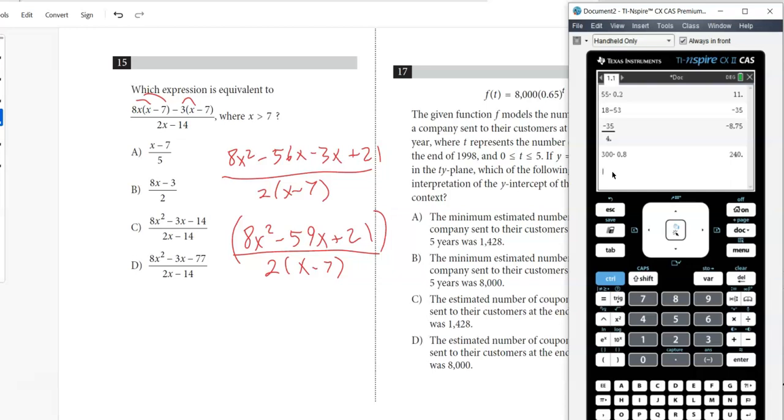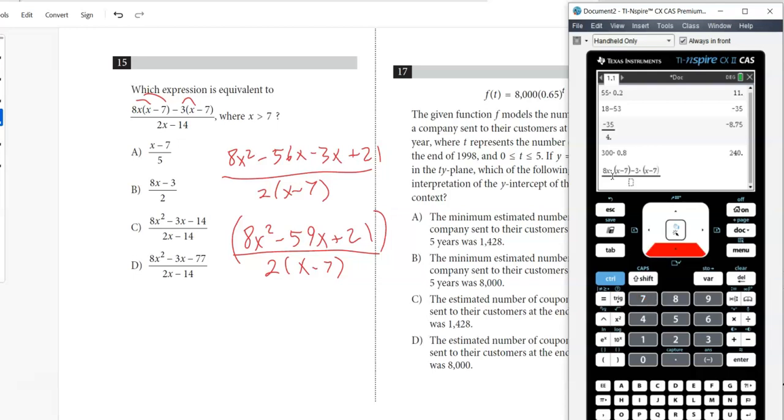So I'm just going to type this in and see what happens. 8x. I like to put the implied multiplication in there when you're working with Inspire. x minus 7 minus 3 times x minus 7. Oh, there was a faster way.